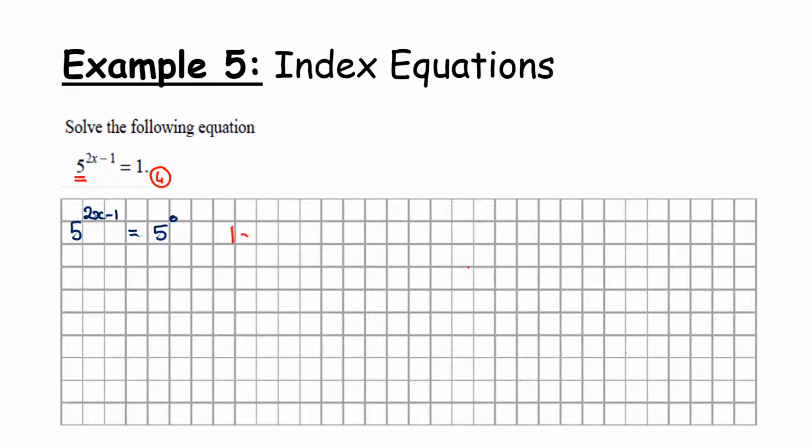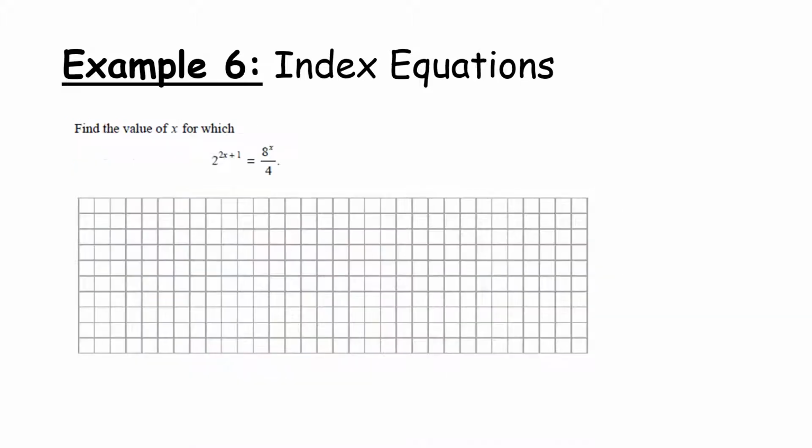At this point, I ignore the bases and I focus instead on my powers. So in this case, I say therefore 2x minus 1 equals 0. So 2x is equal to 1. I'm adding a 1 to both sides. Divide both sides by 2 and I get x equals a half.